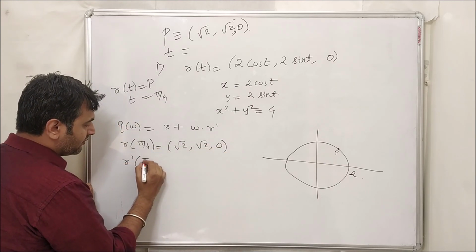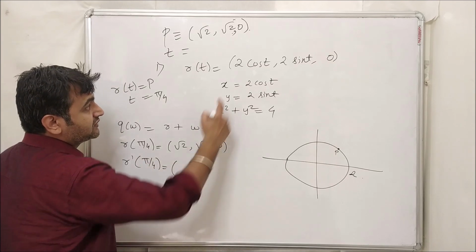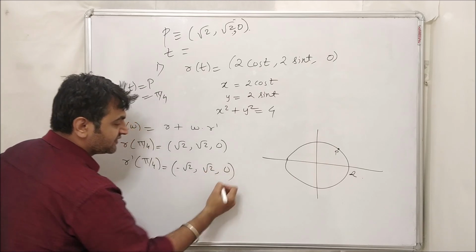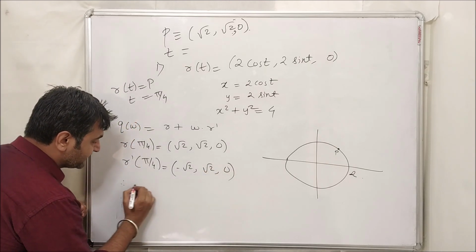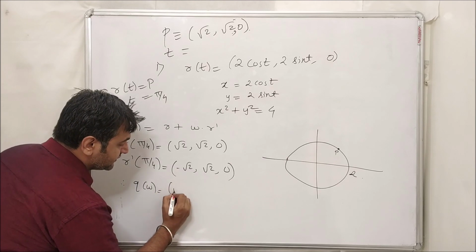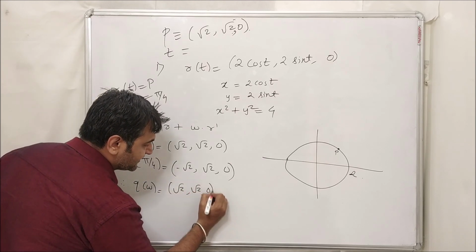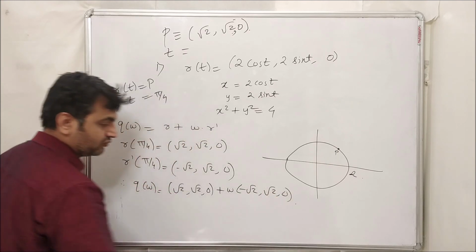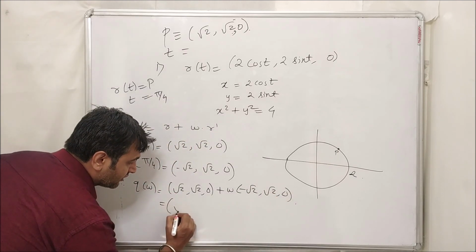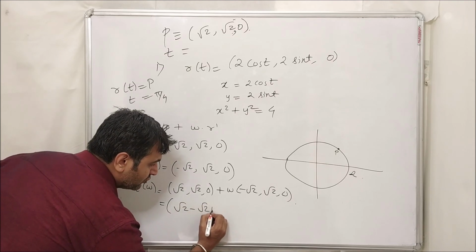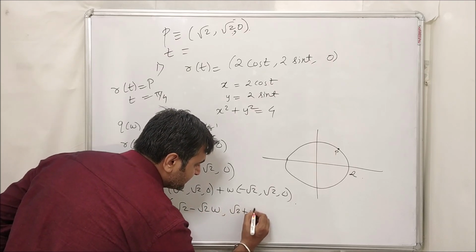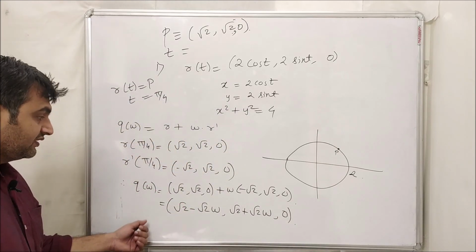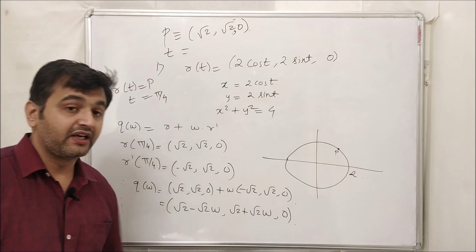What is r prime of pi by 4? It was minus 2 sin t, right? So minus root 2 comma root 2 comma 0. And therefore what is your q of w? It is root 2 comma root 2 comma 0 plus w times minus root 2 comma root 2 comma 0. Now when you simplify this further, you get root 2 minus root 2 w comma root 2 plus root 2 w comma 0. So this is the tangent line with w as a parameter.